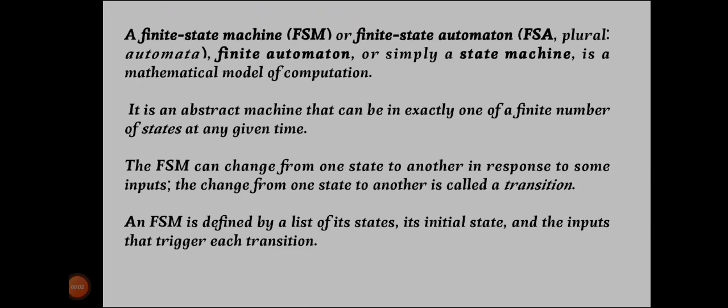A finite state machine, or finite state automaton, or simply state machine, is a mathematical model of computation. It is an abstract machine that can be in exactly one of a finite number of states at a given time. The FSM can change from one state to another in response to some inputs. The change from one state to another state is called a transition. An FSM is defined by a list of its states, its initial state, and the inputs that trigger each transition.